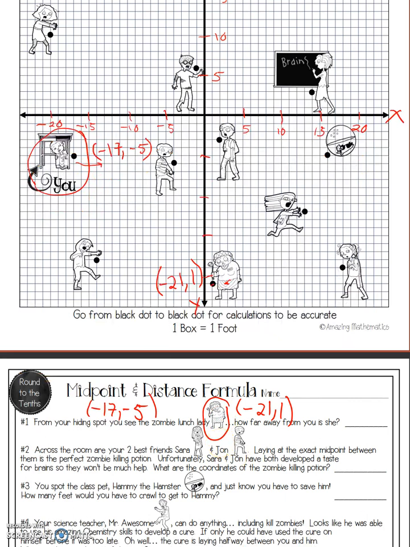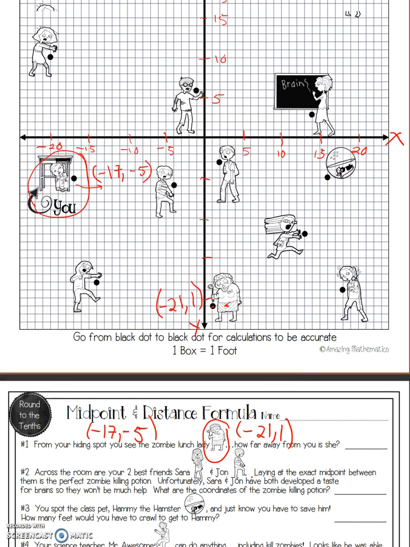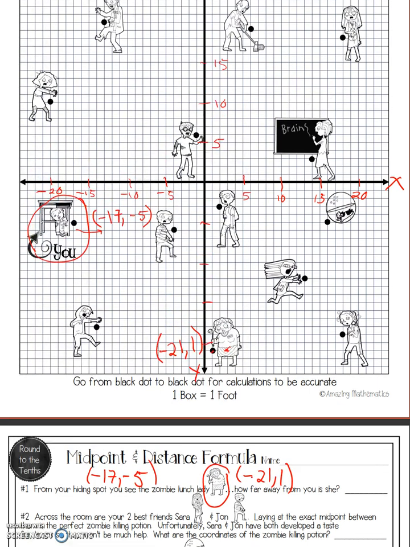Number 2 says, across the room are your 2 best friends, Sarah and John. Lying at the exact midpoint between them is the perfect zombie killing potion. Unfortunately, Sarah and John have both developed a taste for brains, so they won't be much help. What are the coordinates of the zombie killing potion? Okay, so for this one, we've got to find Sarah and John. It looks like there's Sarah right up here. Here's her little point.